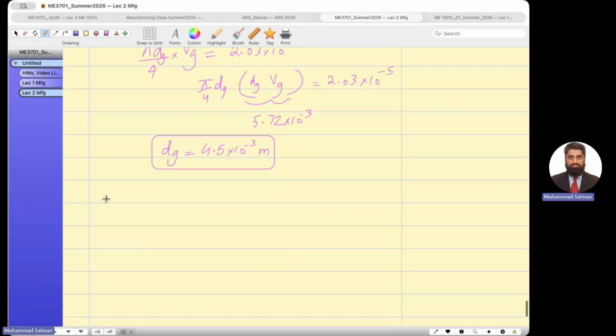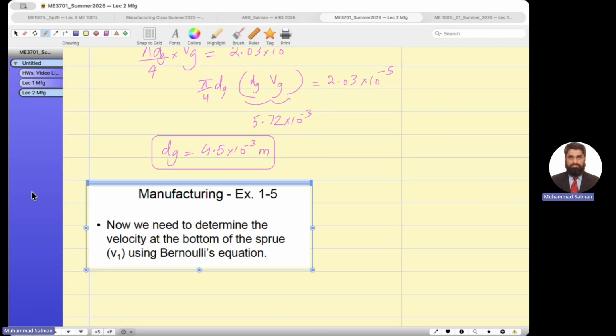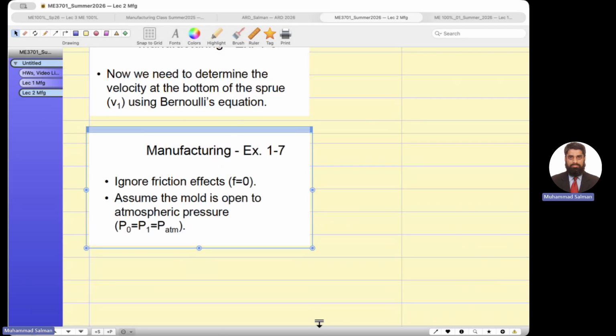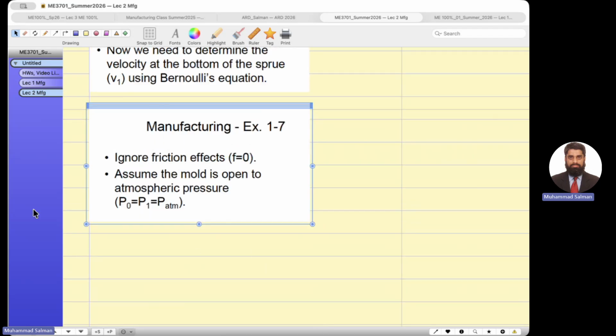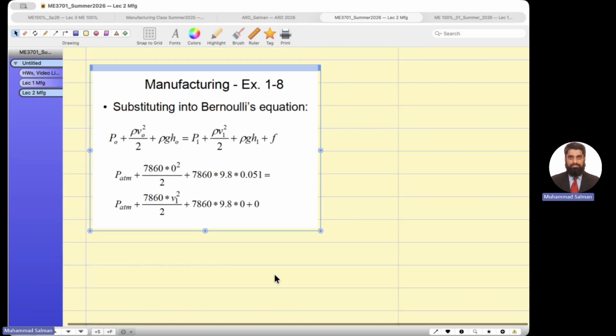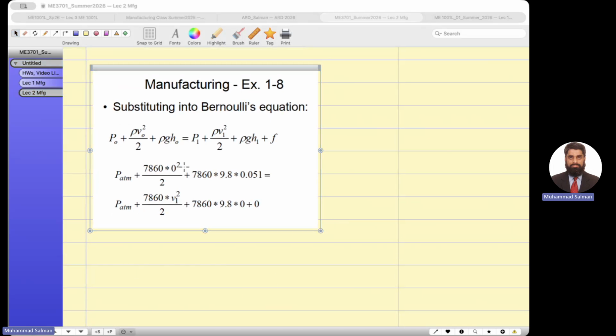So let me repeat some of the questions. We need to find out the velocity. First step we have to do is find out the speed of the molten metal at the bottom of the sprue through the Bernoulli's equation. So this is the Bernoulli's equation, okay? And we can assume that if there are no friction losses given in the question, you can assume there are zero friction losses. And pressure is atmospheric pressure on both positions. And then use the Bernoulli's equation, which helps you to find out the velocity at the bottom of the sprue.